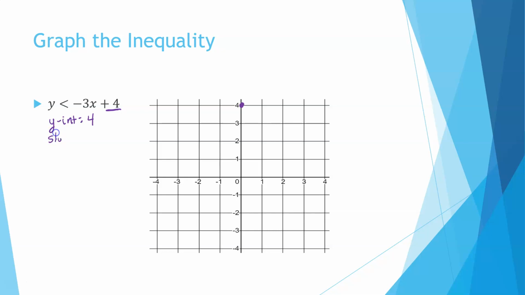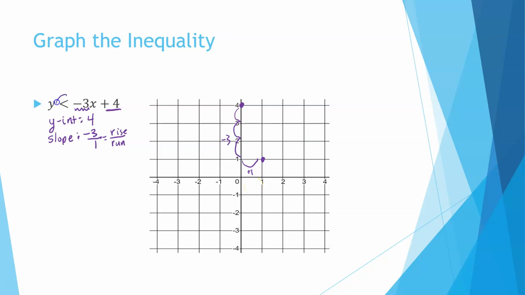Then I find my slope, and in this case, it's a -3, which means I can think about it as -3 over 1, which means I rise a -3 and run 1, which means go down 3, 1, 2, 3, and run 1. So I went down 3, and I ran 1, just so we can see.